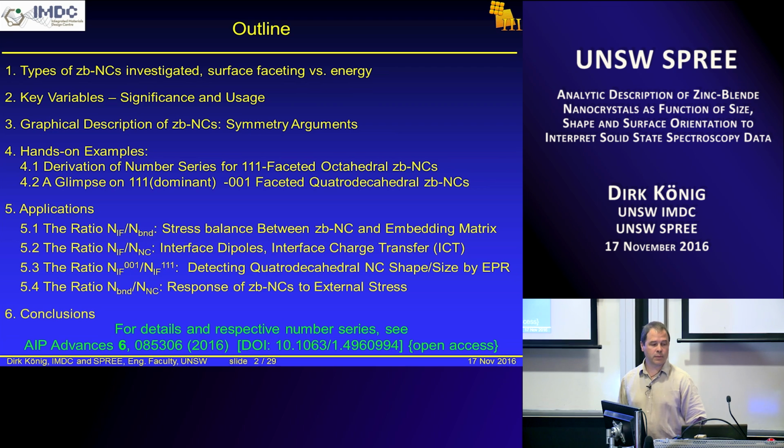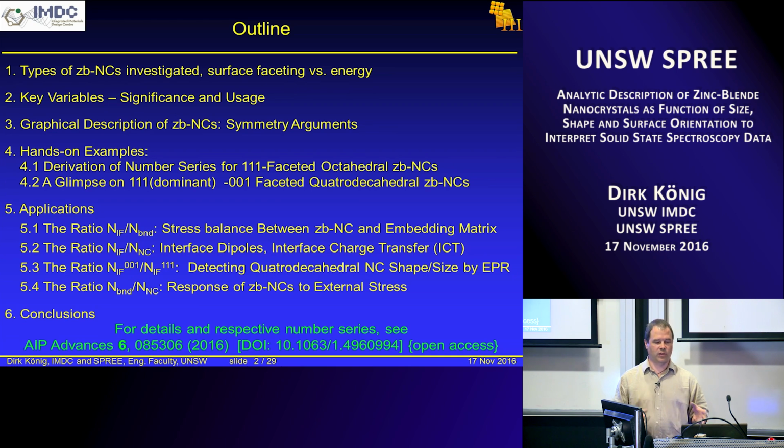Quick look at the outline. I will give a quick overview of the zinc-blende nanocrystal types we look at in terms of analytics, and then come to the key variables we use. After that, I go to a graphical description of the nanocrystals, because that's more intuitive and I think better to understand, at least if you have good visualization. And then I come to a couple of hands-on examples.